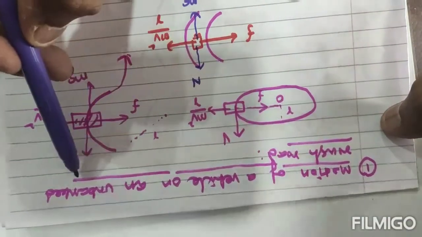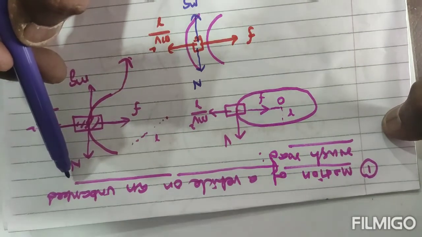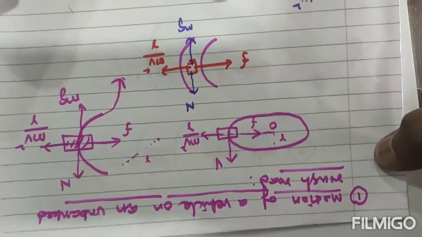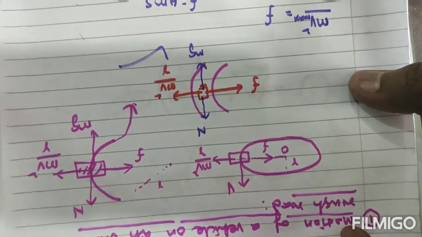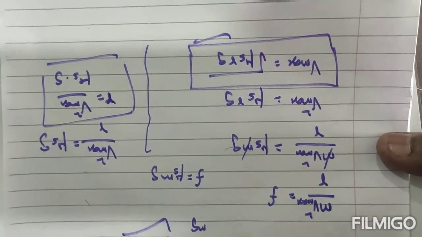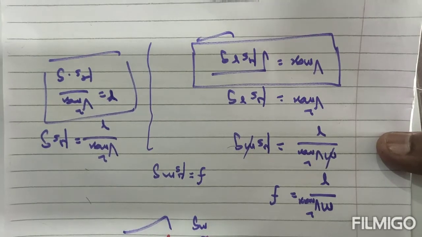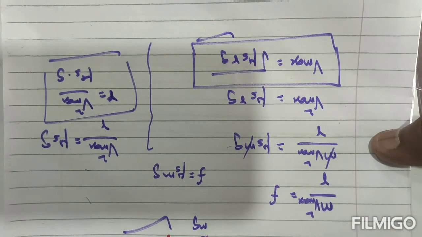The motion of the vehicle on the unbanked rough road. Okay students, so first this diagram, second this derivation. Right. Now next we are going to see about the motion of a vehicle on a smooth banked road.